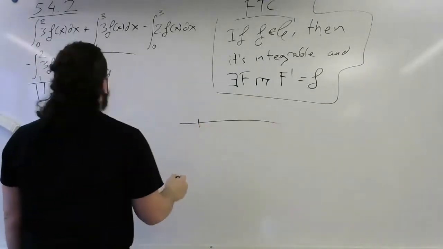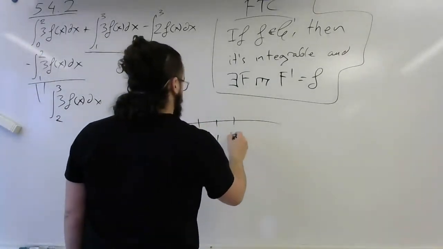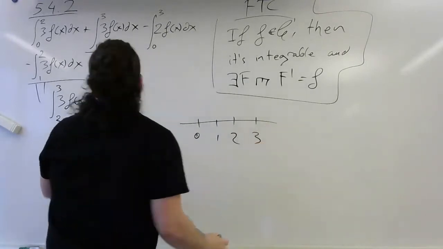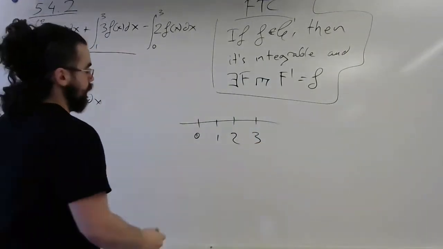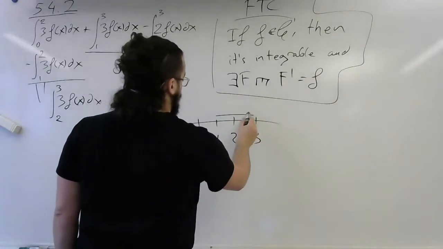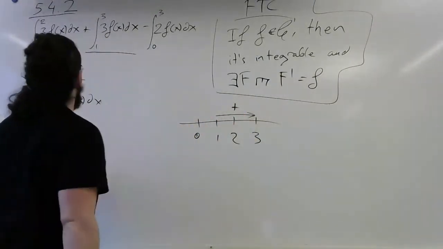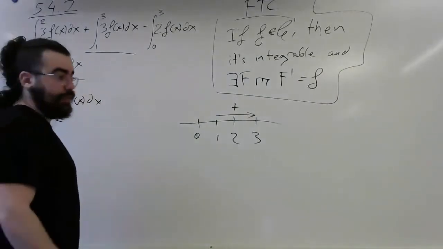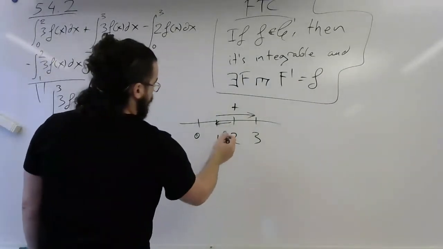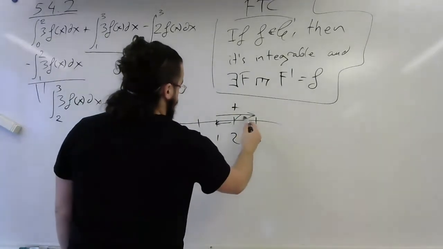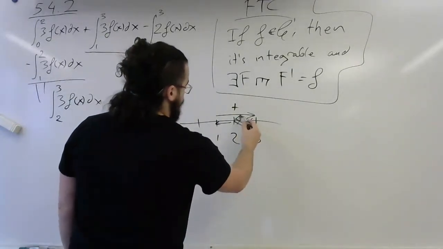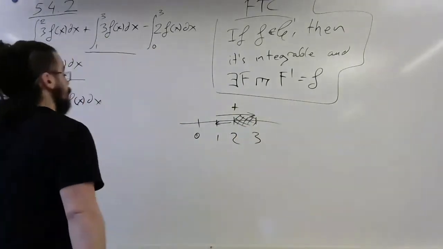You want to see it like this. We have 0, 1, 2, and 3. We integrate between 1 and 3. And then we subtract the integral between 1 and 2. So all that remains is the interval 2, 3.